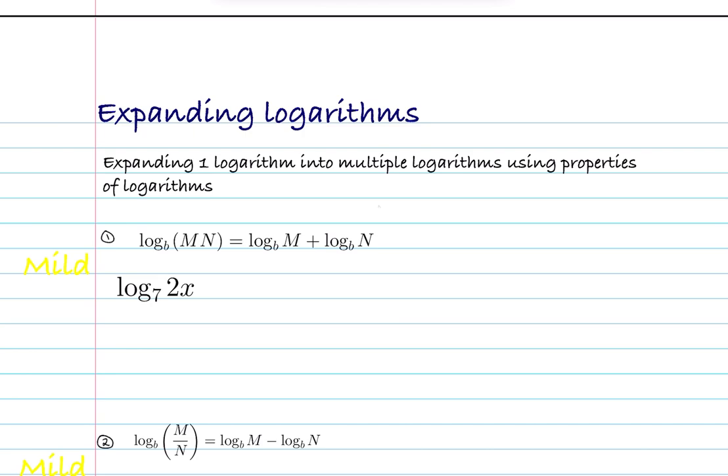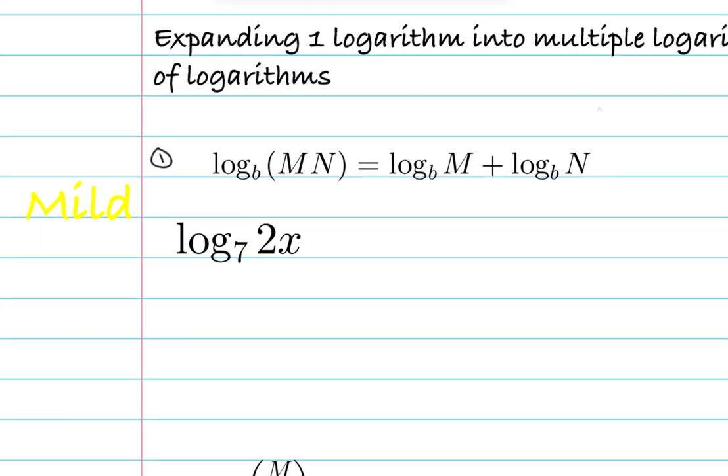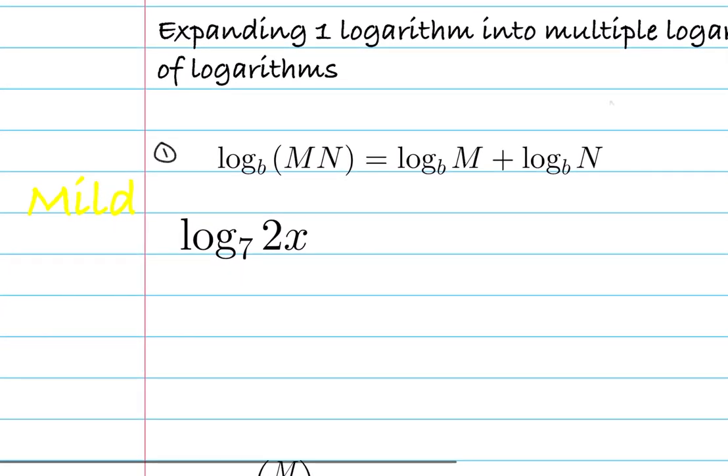All right, first thing that we're going to do, my mild examples are going to all be over one property per example, so you can see what each property looks like before we go on to some medium and spicy examples. The first one we're going to look at is called the product property. Product, because the items within the argument of the logarithm are being multiplied.